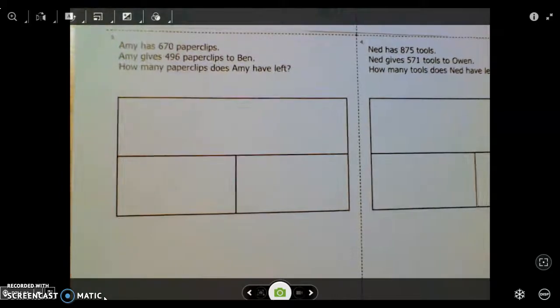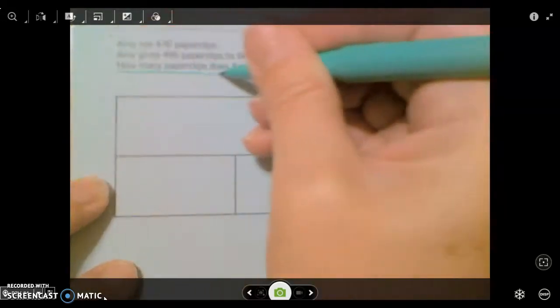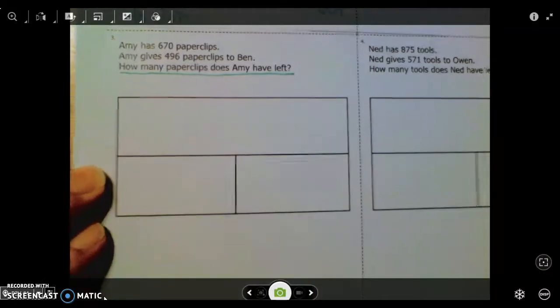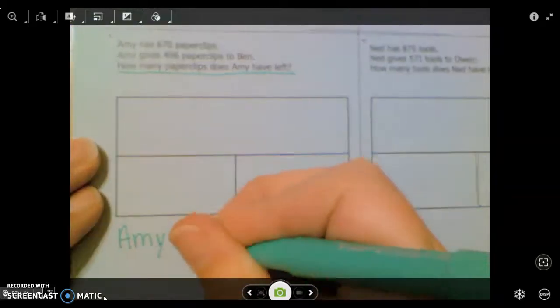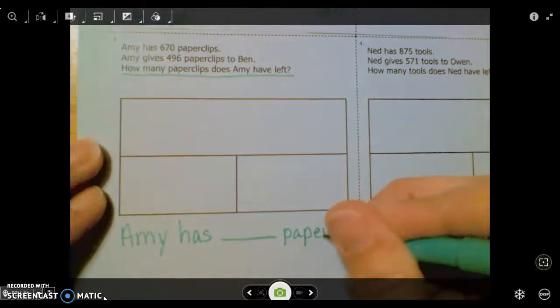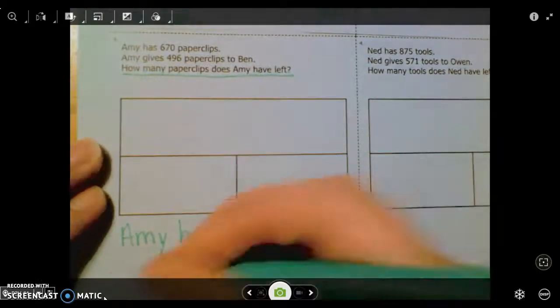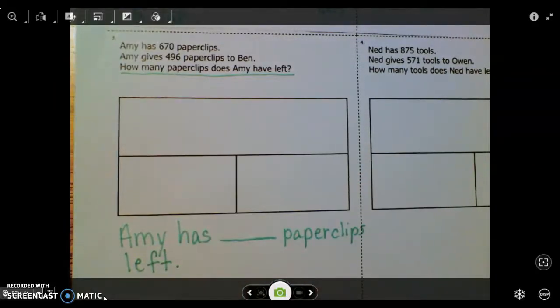It says Amy has 670 paper clips. Amy gives 496 paper clips to Ben. How many paper clips does Amy have left? My next step is to rewrite the question as a statement. So I'm going to underline the question. It says, how many paper clips does Amy have left? So I'm going to rewrite that as Amy has blank paper clips left. So I'm going to write that here. I want you to pause the video and write that statement.